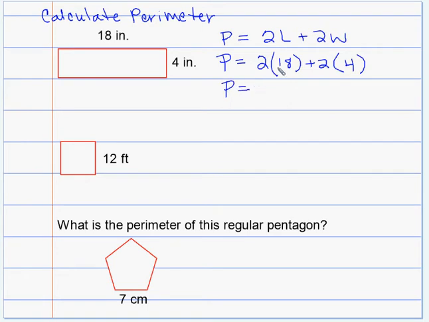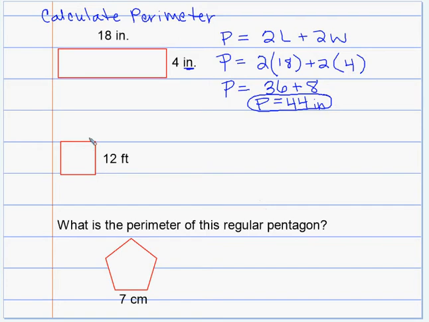So our perimeter is going to equal 2 times 18. I know that's 36, plus 2 times 4 is 8. And when I add them up, I get 44. And then what units were we in? We were in inches. So this example is perimeter is 44 inches.